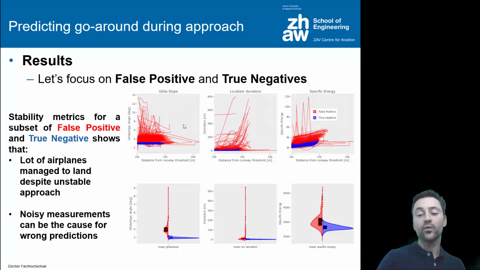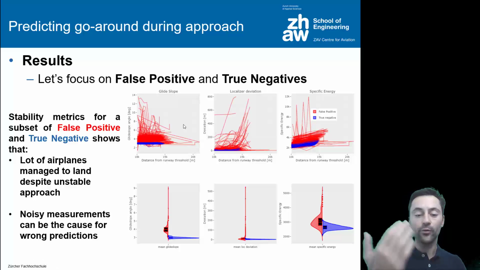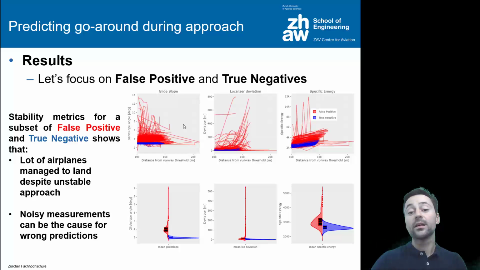When you have noise in the data, you might overshoot your mean value for the glide slope or something like this, and then of course you will have bad predictions. Another thing is you have a lot of pilots who are still far, 10 kilometers from the runway, and will still manage to stabilize the airplane before the window for landing. So this is one of the reasons. It's also very interesting to look at the distributions of the mean values because they are really well separated between the normal landings and the unstable landings.